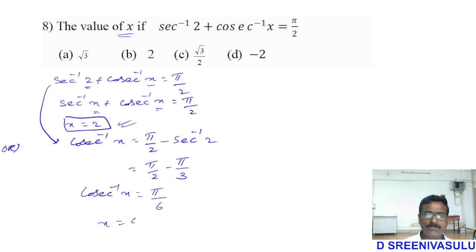x is equal to cosecant pi by 6. What is cosecant pi by 6? Pi by 6 is 30 degrees. Sin 30 is 1 by 2. Cosecant 30 is equal to 2. The correct answer is 2.